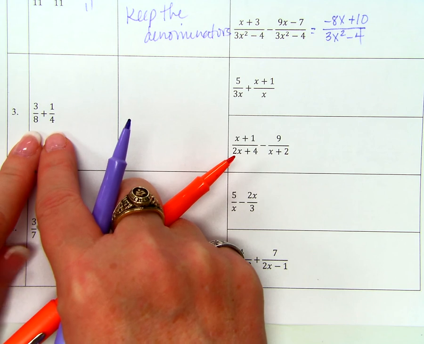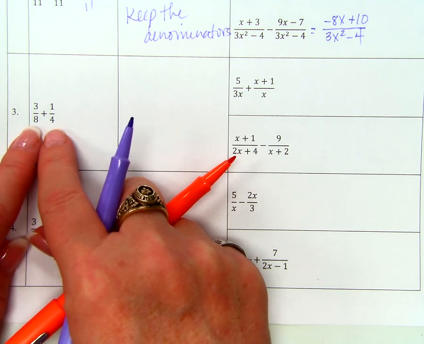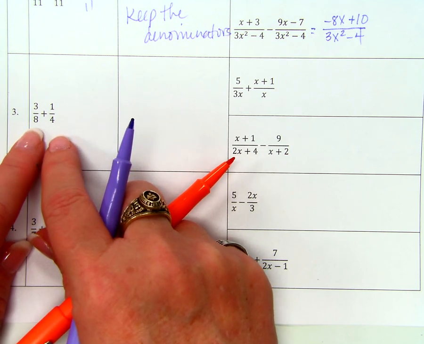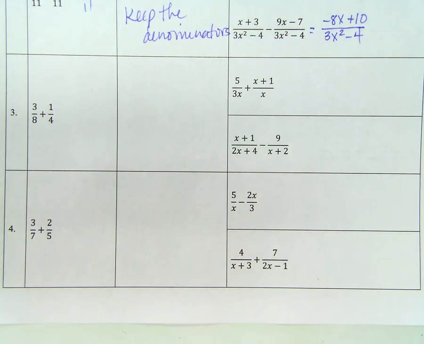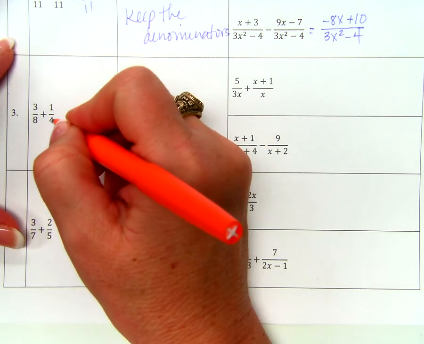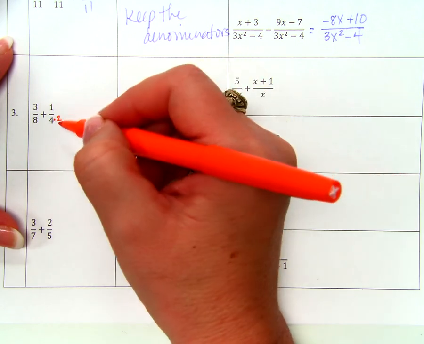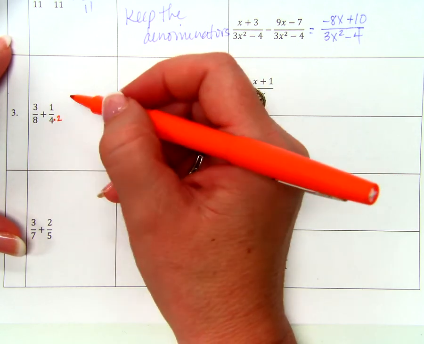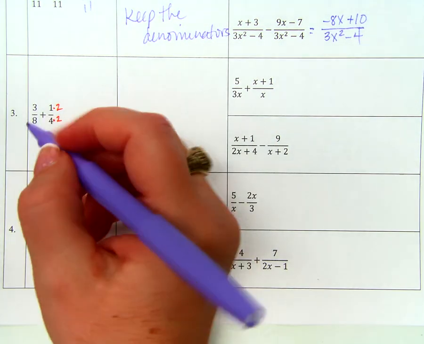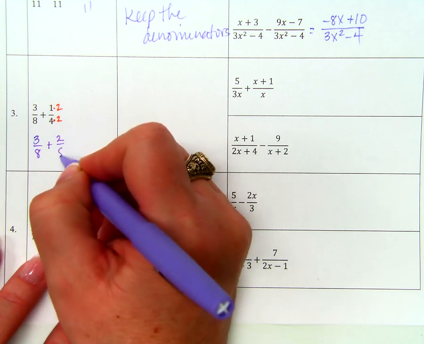If these were my two denominators, which they are, would my common denominator be 4? No, it's got to be at least as big as the biggest one, if not bigger. It's not going to be smaller than the biggest denominator. Okay? So what is my common denominator here? 8. So to get from 4 to 8, I have to multiply by 2. If I multiply the denominator by 2, I have to multiply the numerator by 2. Which makes this problem become 3/8 plus 2/8.